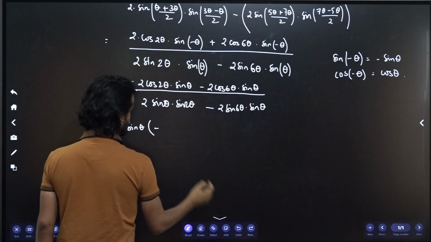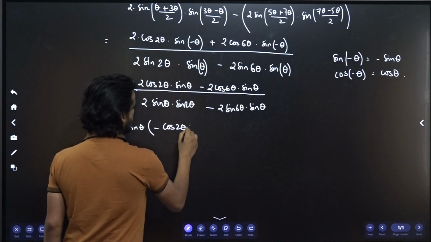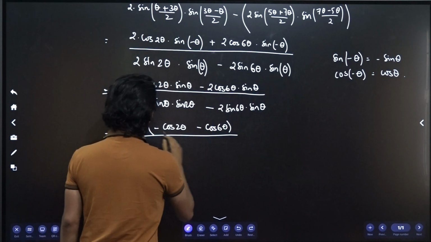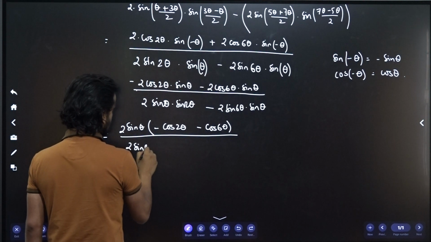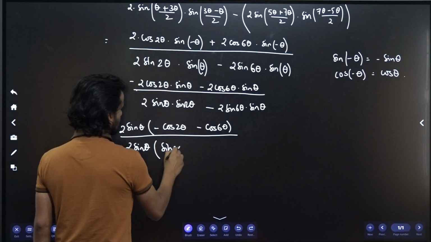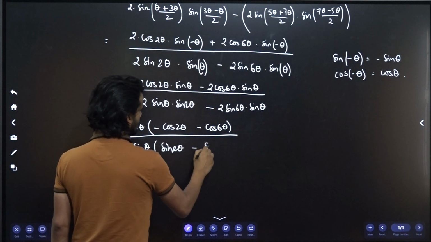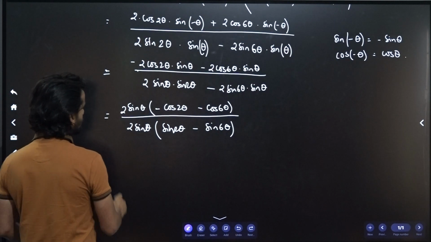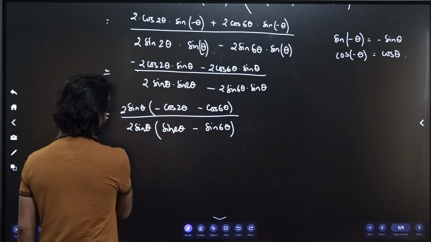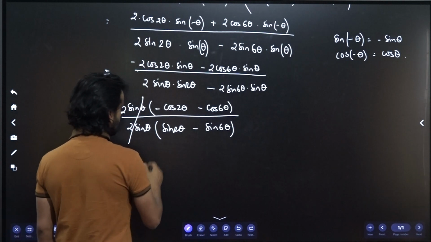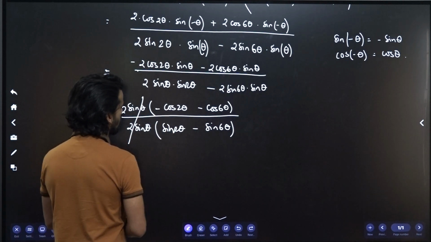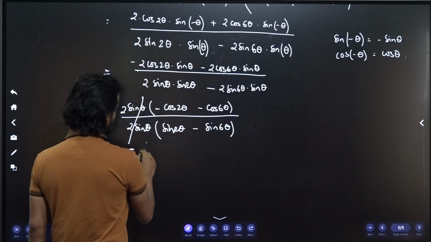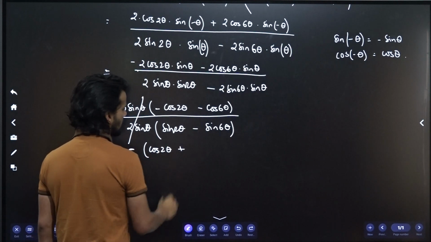Minus 2 cos 2 theta minus cos 6 theta, divided by 2 sin theta sin 2 theta minus... so altogether goes off 1, right? So you can take minus as common here, minus as common here, and then what do you get? Plus, right?